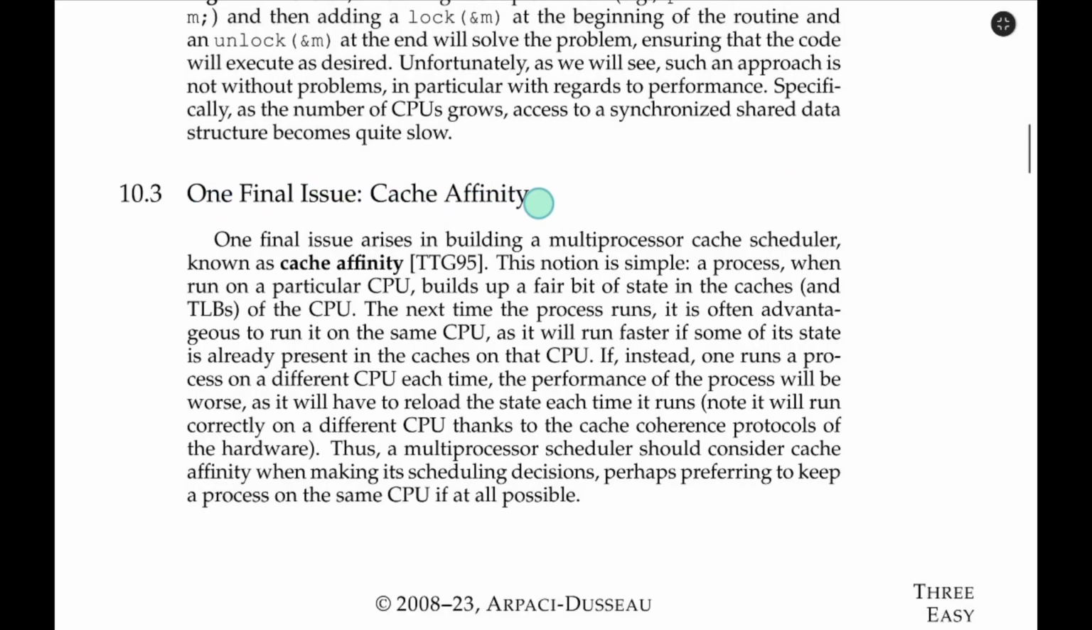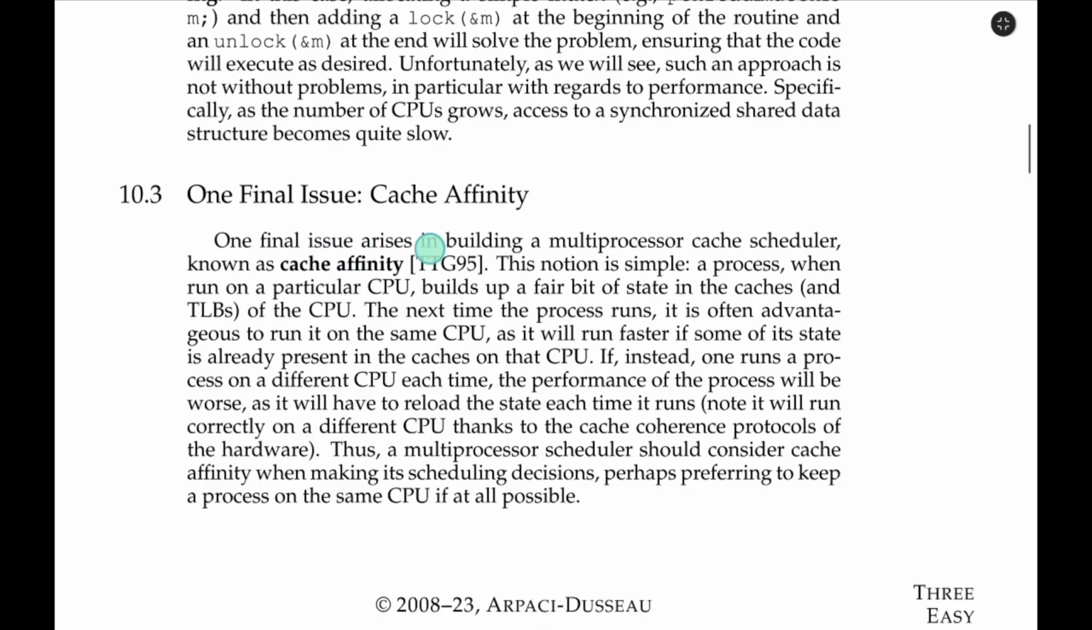10.3 One final issue: cache affinity. One final issue arises in building a multiprocessor scheduler, known as cache affinity. This notion is simple. A process, when run on a particular CPU, builds up a fair bit of state in the caches and TLBs of the CPU. The next time the process runs, it is often advantageous to run it on the same CPU, as it will run faster if some of its state is already present in the caches on that CPU.